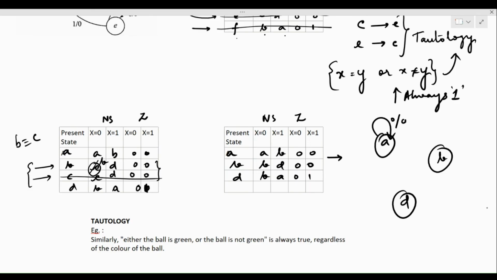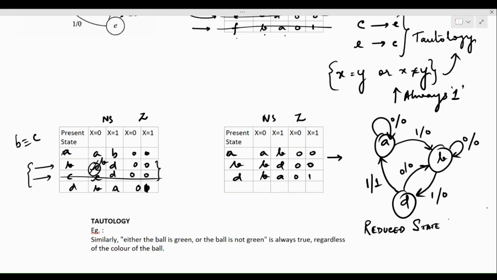The output is 0. For x is 1, it is going to go to state B, but the output is 0. Let's look at state B. For x is equal to 0, it will remain in the same state with output 0. For 1, it is going to go to state D with output 0. Observing state D, it is going to go to state B for x is 0, and the output is going to be 0. And it is going to go to state A for x is equal to 1, and now the output is going to be 1.